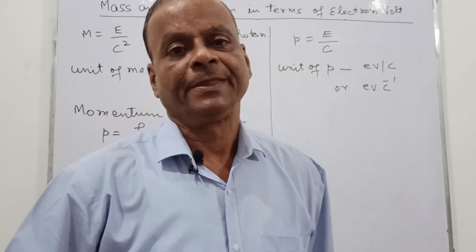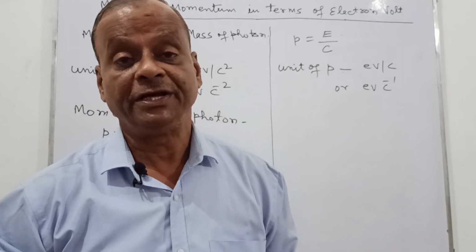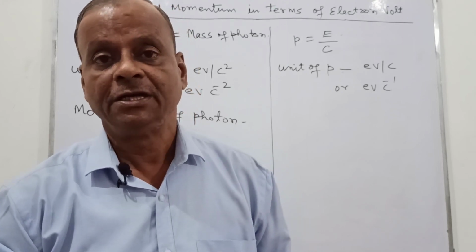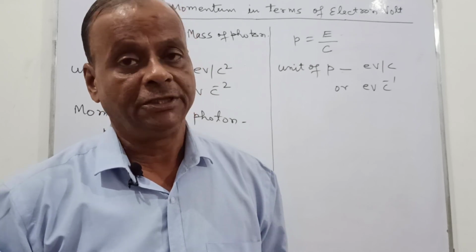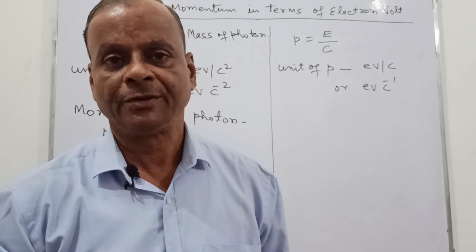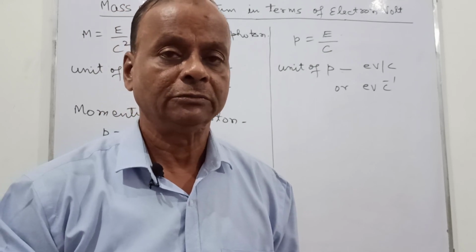So this is the way to express the mass and momentum in terms of electron volt and the speed of light. So this is very helpful to you.